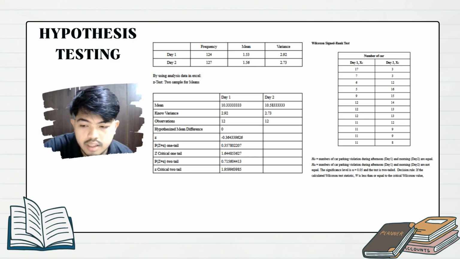So for hypothesis testing, we have two hypotheses for the assignment. For the first hypothesis, the number of car parking violations during the afternoon of day 1 and the morning of day 2 are equal. And for the second hypothesis, the number of car parking violations during the afternoon of day 1 and the morning of day 2 are not equal. The significance level is alpha equal to 0.05 and the test is two-tailed, so we can say that W is less than or equal to the critical Wilcoxon value.